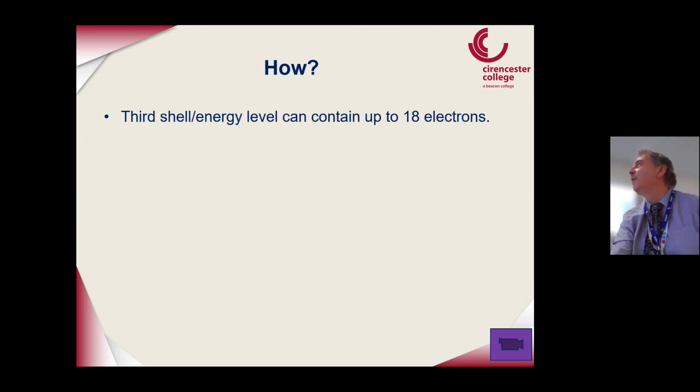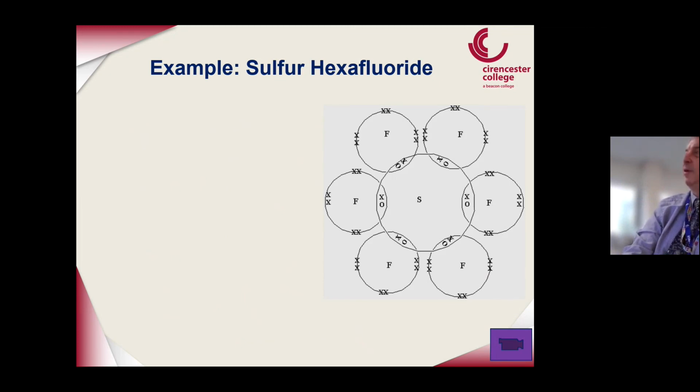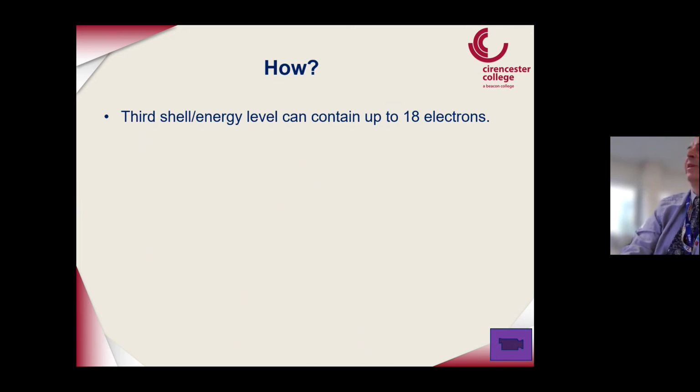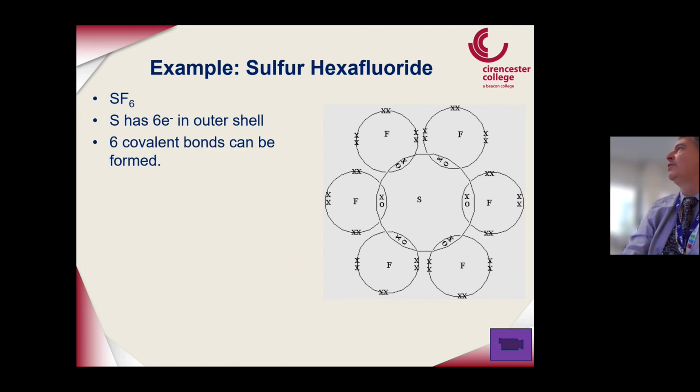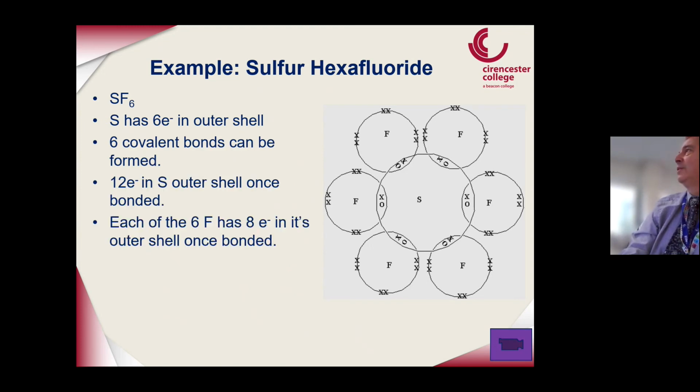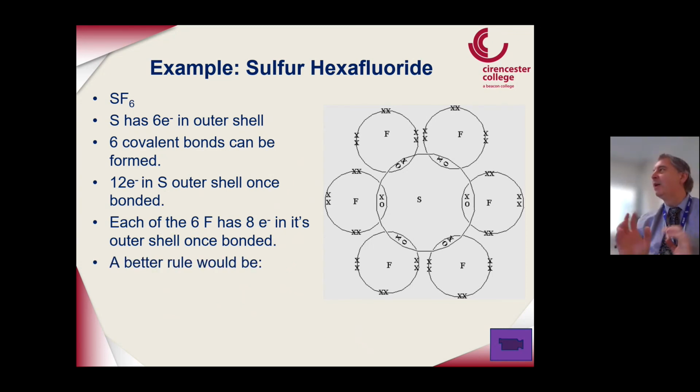So how are they going to do it? Here's an example. They're in the 3rd period, and you now know that period 3 can contain up to 18 electrons. So here is sulfur. This is sulfur hexafluoride. So it's got 6 fluorines around it. Each fluorine is giving 1. Sulfur's got 6. So you've got 6 pairs of electrons making 6 bonds, and then the sulfur therefore has got 12 electrons in the outer shell once it's bonded. And it's happy like that, because it's got no unpaired electrons.